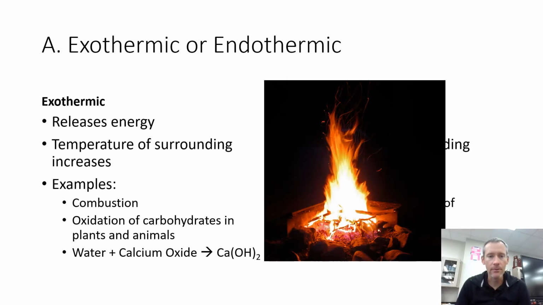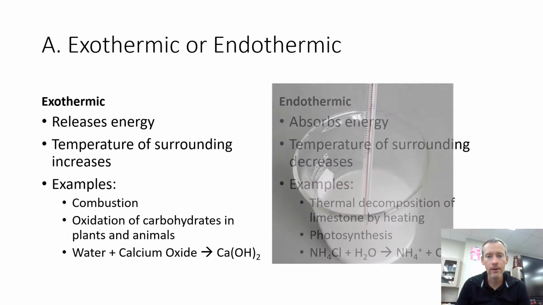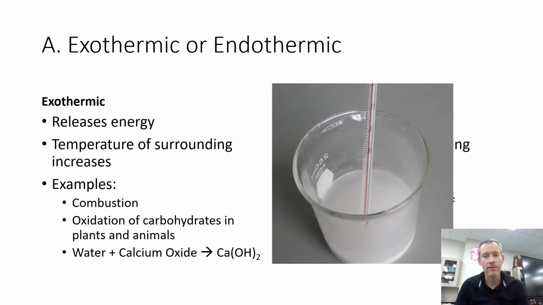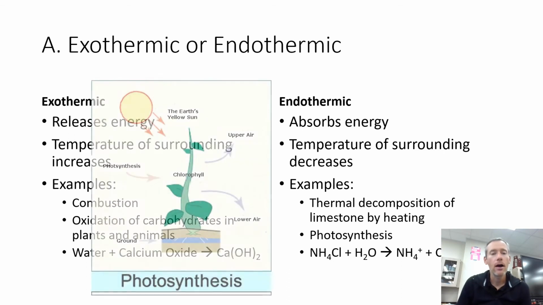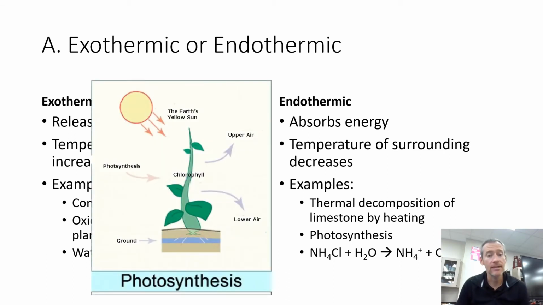So fire producing is exothermic. An endothermic reaction would cause the temperature to go down. The decomposition of something, where you're heating something up, is going to be an endothermic reaction because it needs heat to absorb. And photosynthesis is absorbing the heat from the sunlight, from the sun, and it's going to produce oxygen.